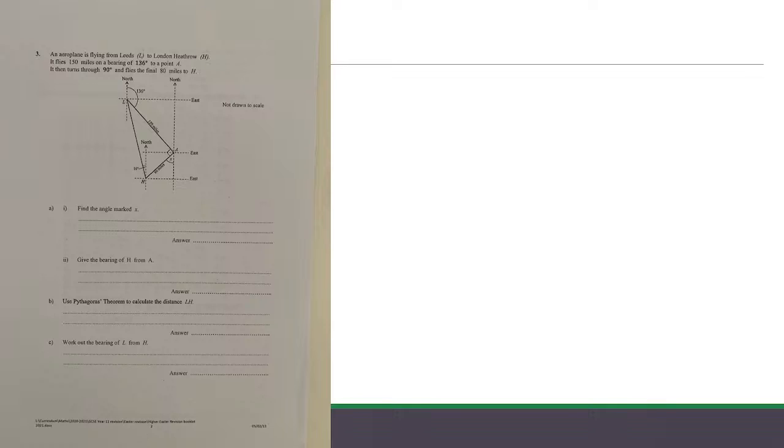This one. An aeroplane is flying from Leeds to London. Oh, and if I'm going through one of your questions, just let me know it's your question. So if this is one that you submitted to me, let me know. An aeroplane is flying from Leeds to Heathrow, so I'm guessing that's LH. It flies 150 miles on a bearing of 136 to point A. Then it turns 90 degrees and flies 80 miles to H. Find the size of the angle marked X. So this is the angle marked X.